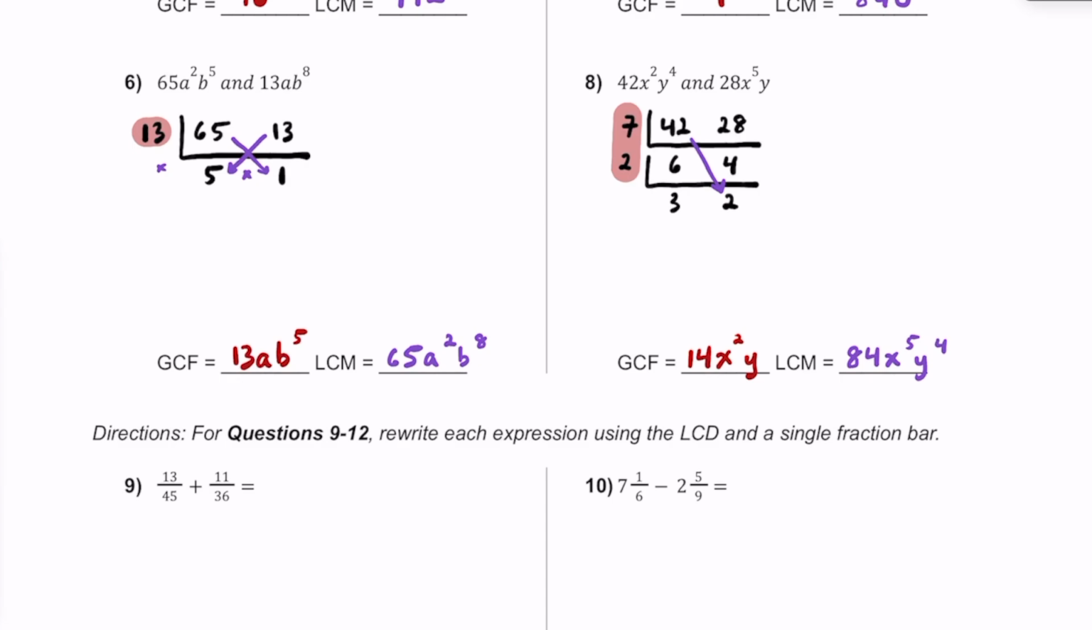So again, pick the higher exponents for the LCM in terms of the variable bases. And then for the GCF, pick the lower of the exponents for the variable bases. All right, so there you have their GCF and LCM for these two monomial expressions.